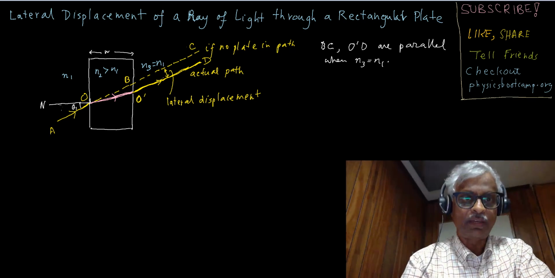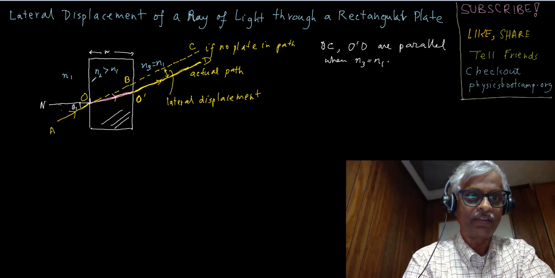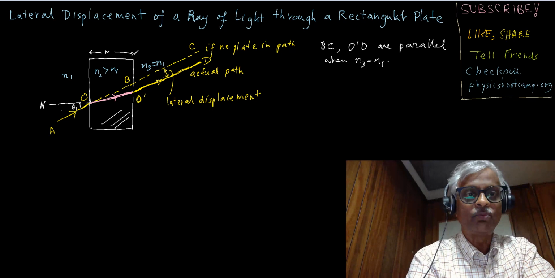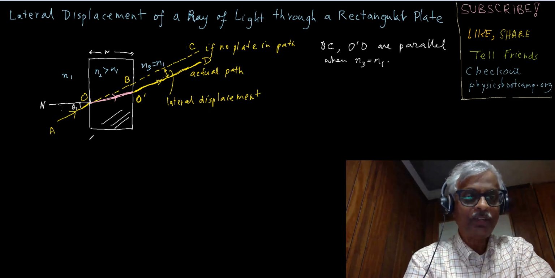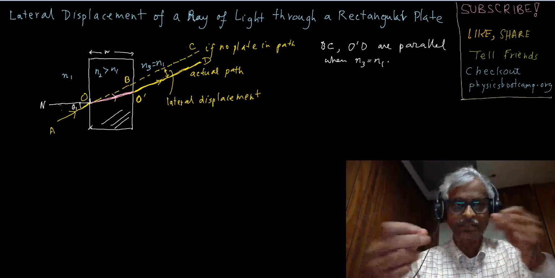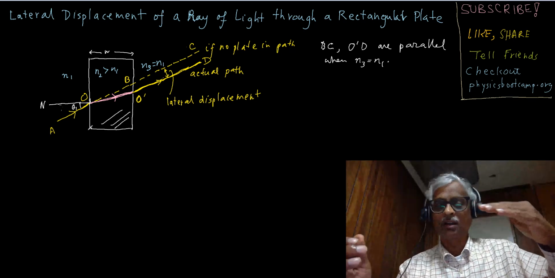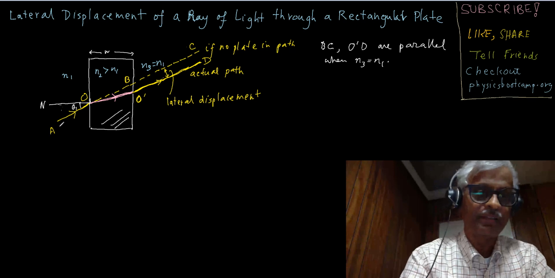You have a rectangular plate, so that's the plate. The width is W, and the height can be anything. I didn't give you the height, and it's three-dimensional, so the thickness is not of importance here either. So a ray will come from, say, this direction.